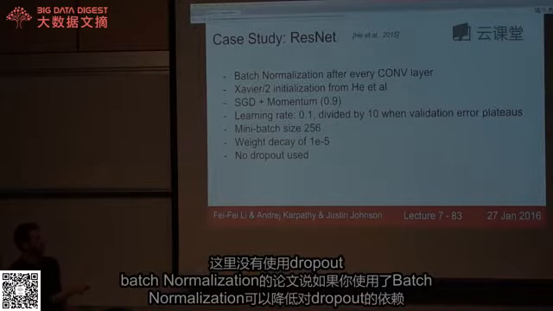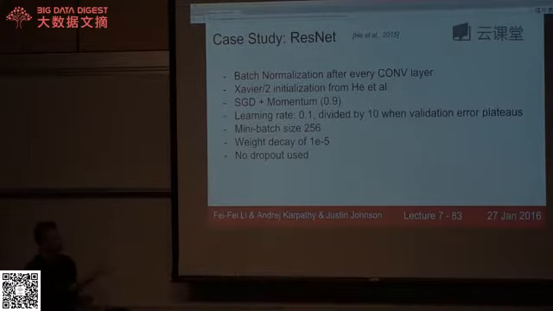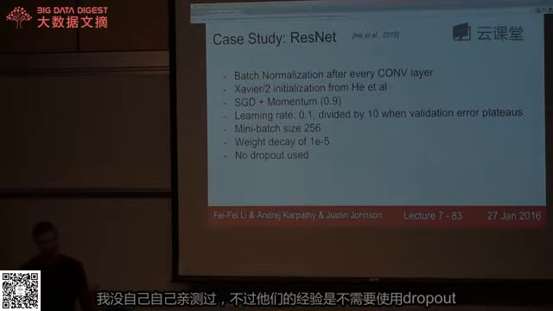And they did not use dropout because the batch norm paper claims that if you use batch norm, there's less of a need for dropout. I'm not 100% sure, I don't have first-hand experience with this, but they did not use dropout either.